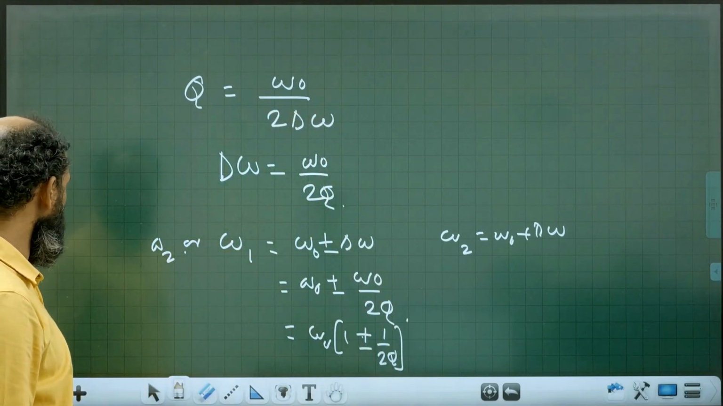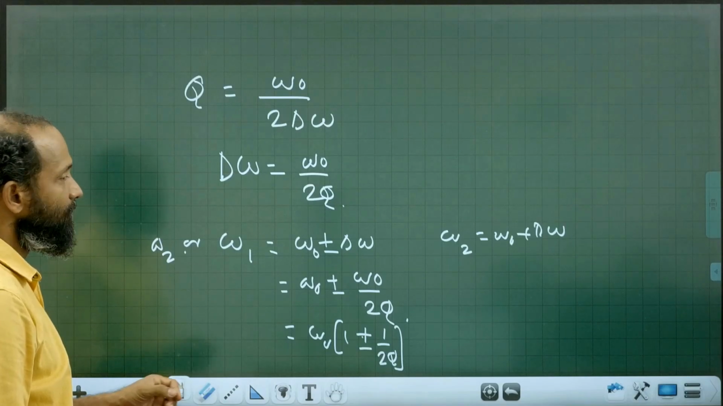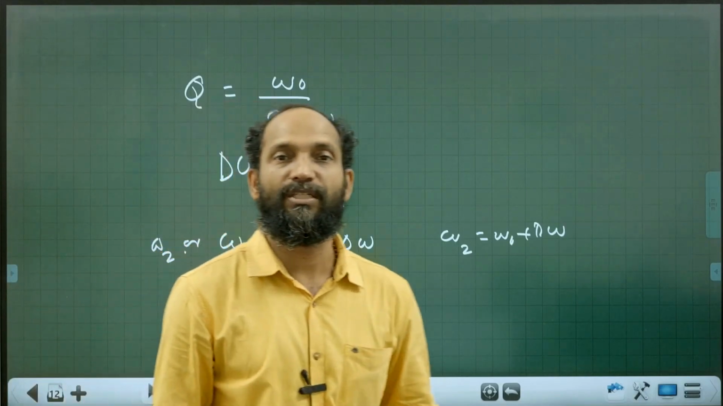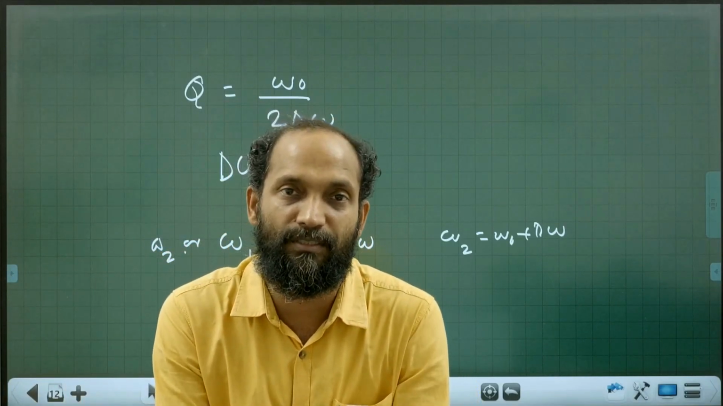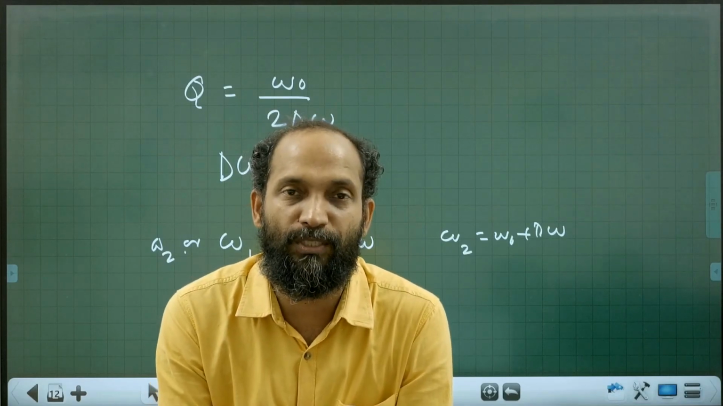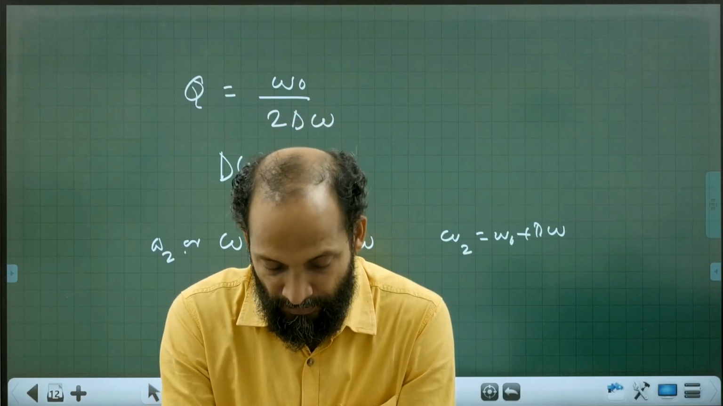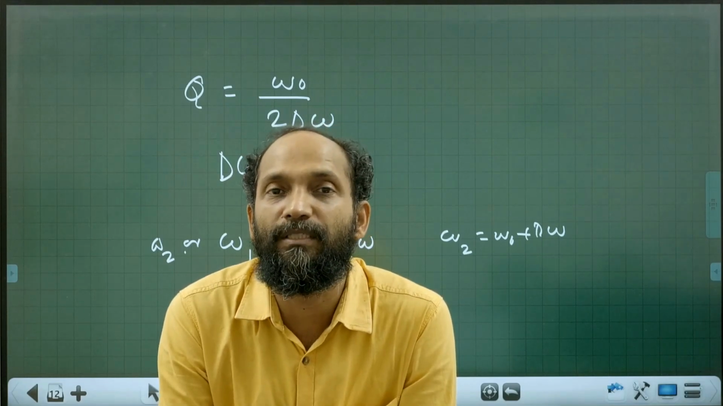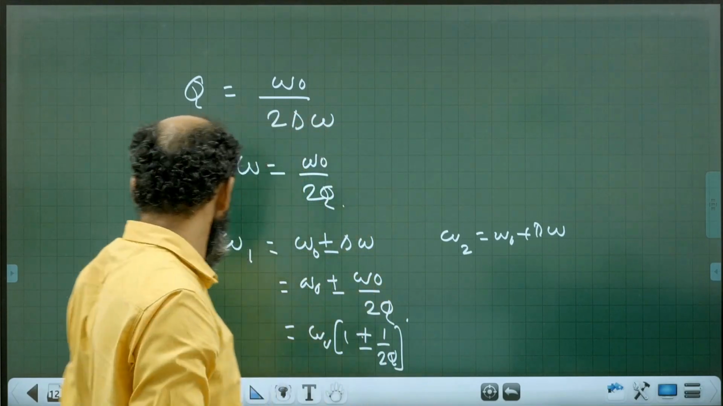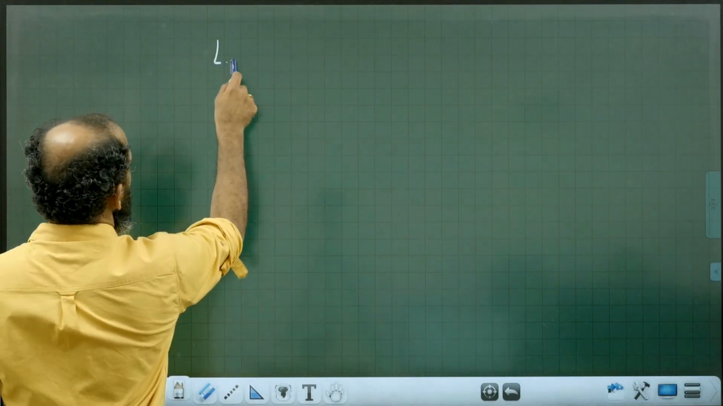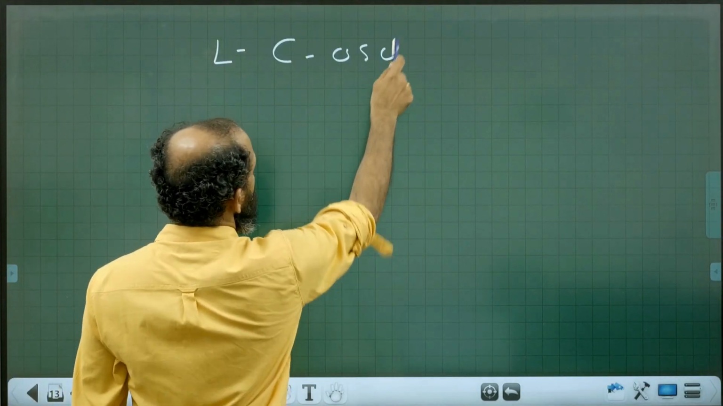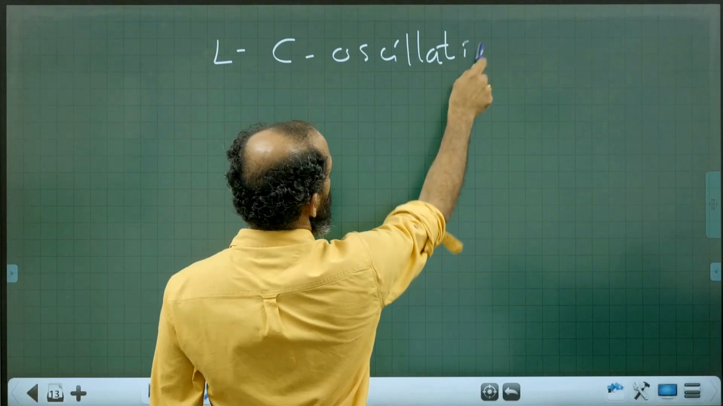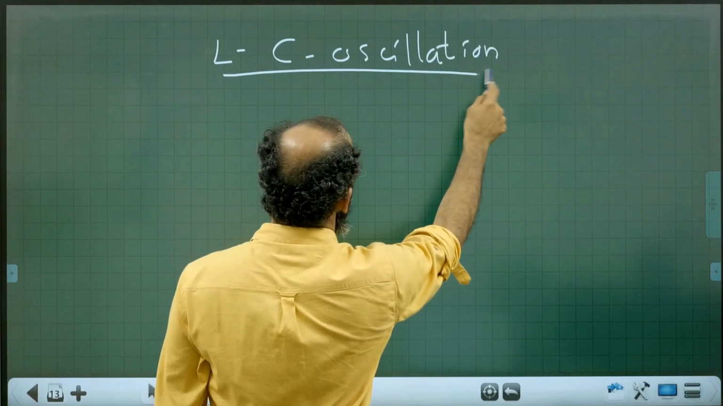Okay, so bandwidth, sharpness of resonance, resonance in series LCR circuit, all these are of great importance. So the series LCR circuit including resonance we have discussed. Now we have to continue with the LC oscillations for revision. LC oscillations. After that we will move on to transformers.